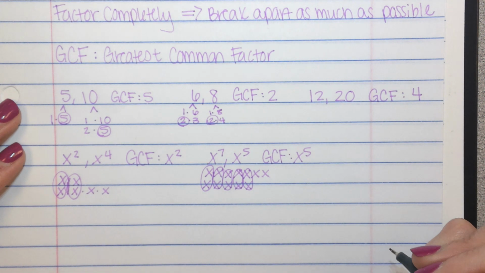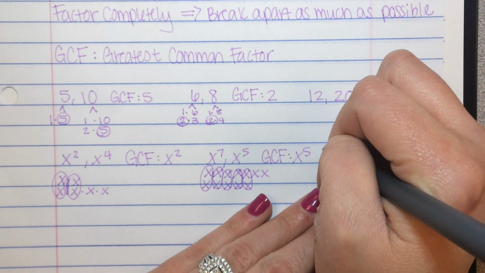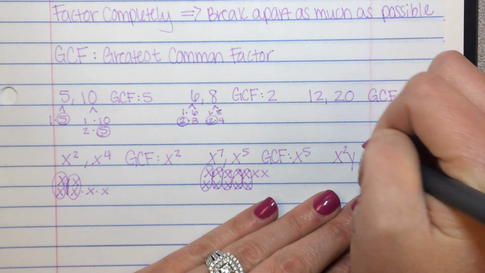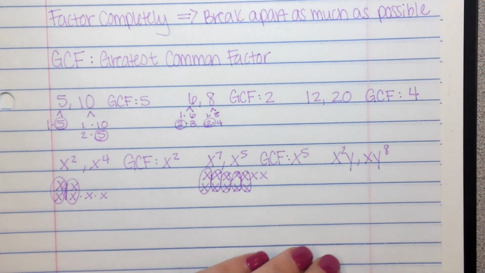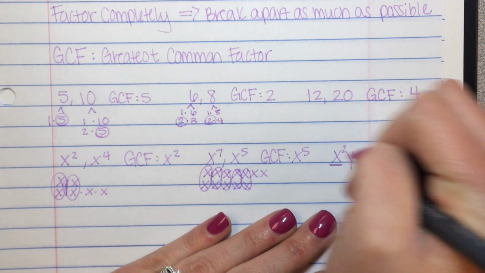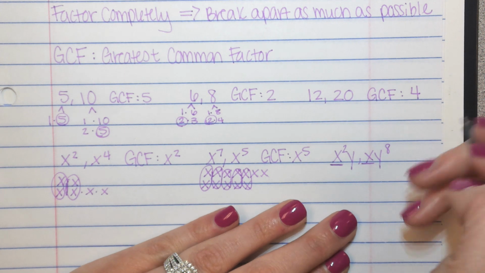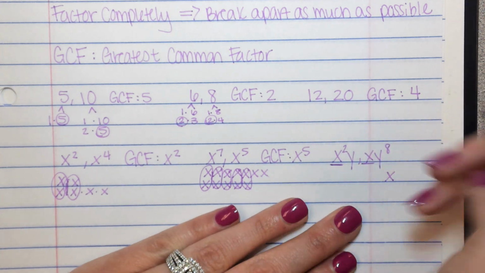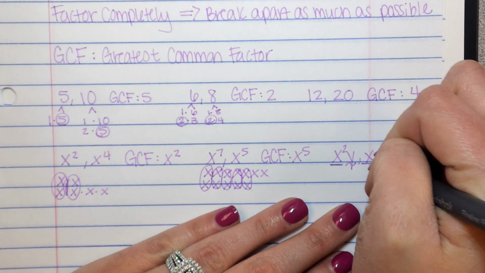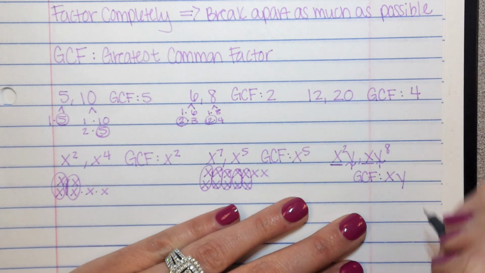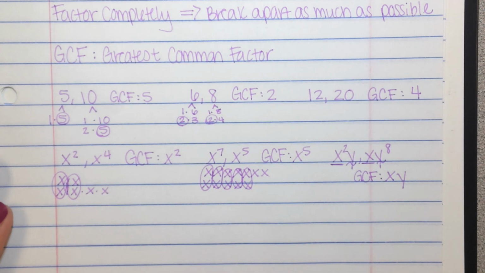Okay, you can also do that when you have multiple variables. So like x squared y and x y to the 8th. So first we can look at our x's. We have x squared and x. Which one's smaller or has fewer? X. And the y's, we have 1 and 8. 1 is smaller. So your GCF is xy.